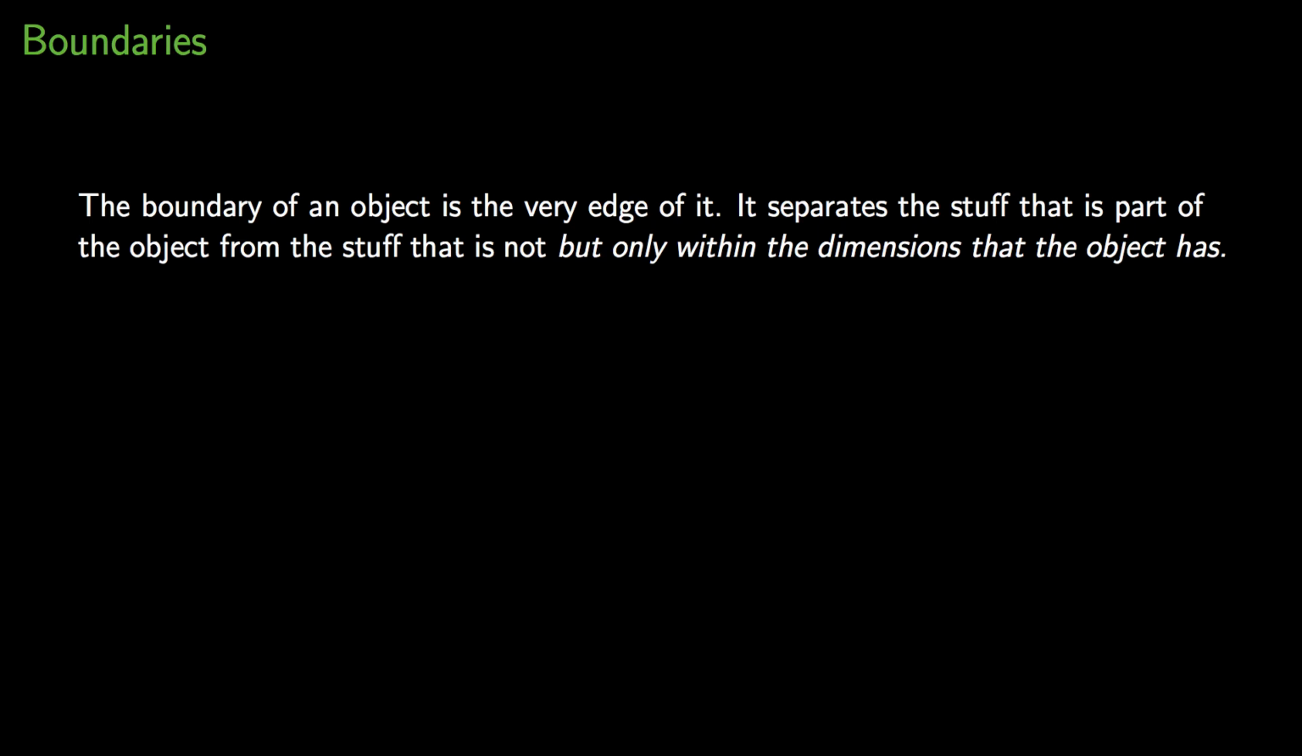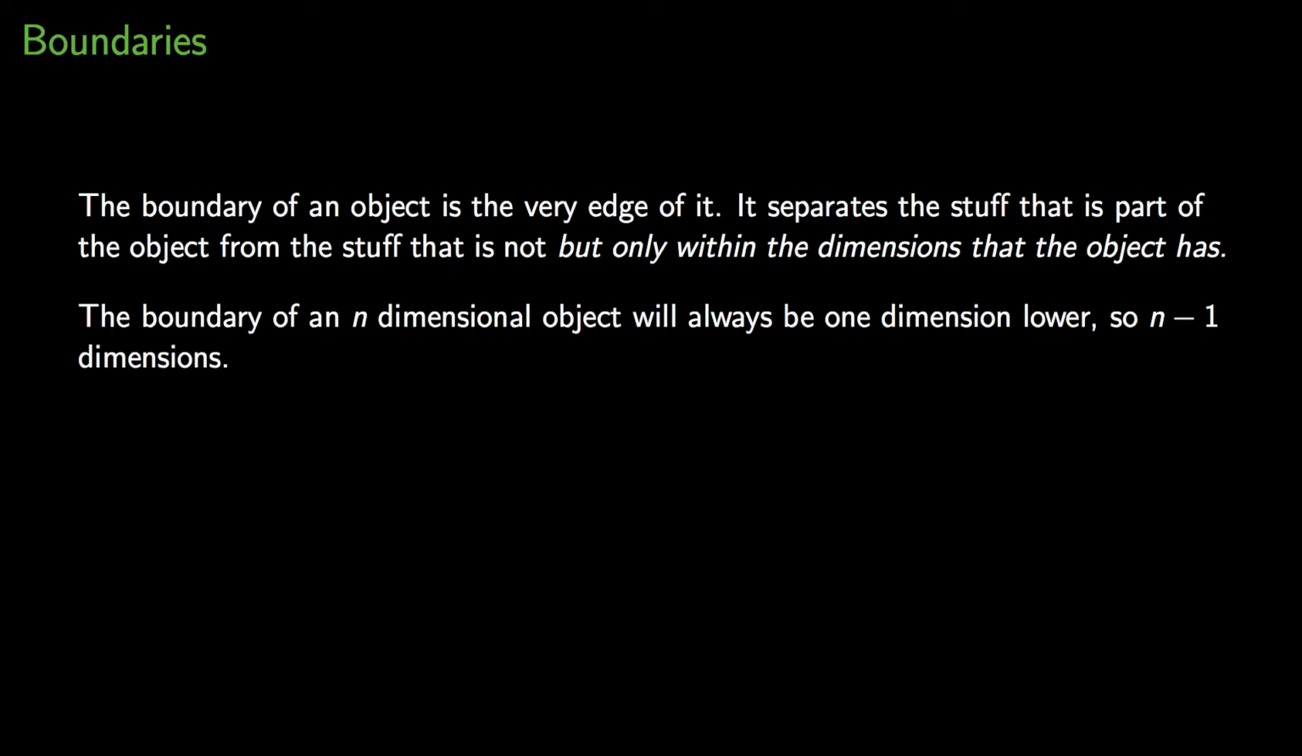The third method that we are going to use to try to understand 4D objects is to look at their boundaries. Now, a boundary can have some pretty technical definitions, but here's the one we're going to use. The boundary of an object is just the very edge of it, whatever that means for each dimension. It is the parts of it that are going to separate the stuff that's part of the object from the stuff that is not. And the thing is, this is only going to work within the dimensions that an object has, and that's a little bit confusing.